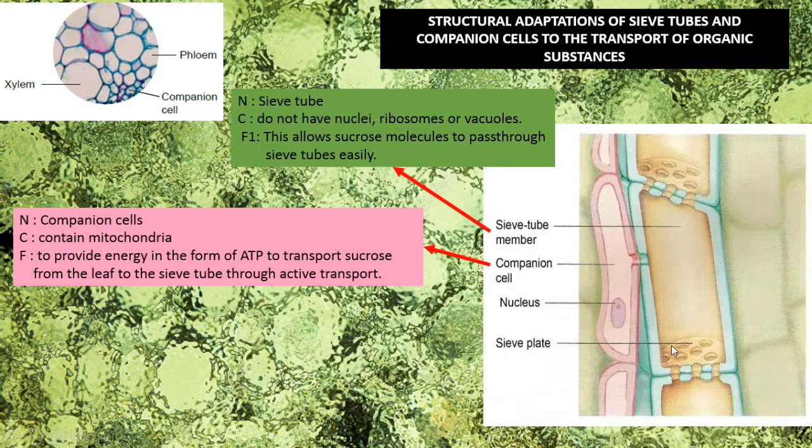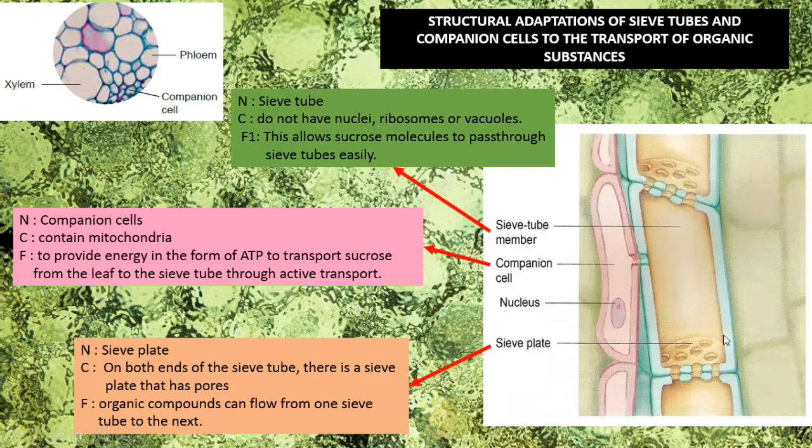Companion cell. Companion cells contain mitochondria to provide energy in the form of ATP to transport sucrose from the leaf to the sieve tube through active transport. So this is the structure of companion cell. Companion cells contain mitochondria to give energy.